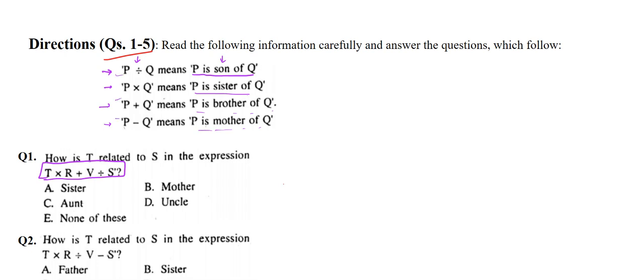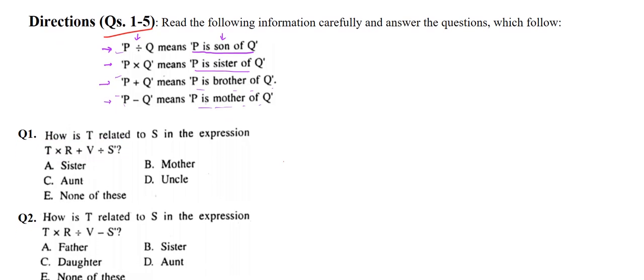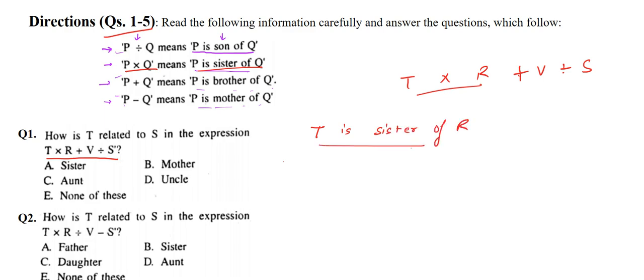of them. So the first question here is, how is T related to S in the expression T into R plus V divided by S? So here we have T into R plus V divided by S. T into R, you can see here P into Q means P is sister of Q. So T is sister of R. This is one statement. Second is R plus V. So R plus V means R is brother of V.